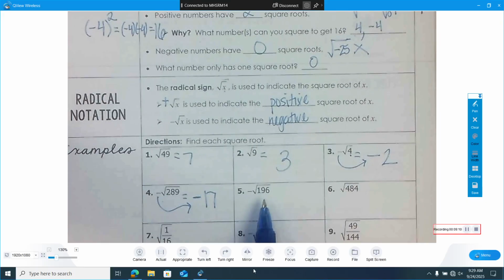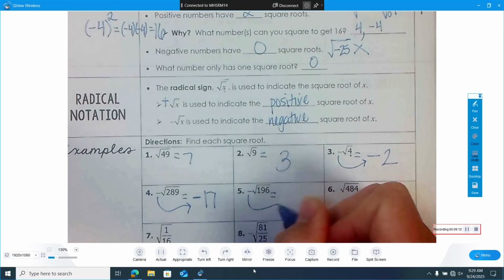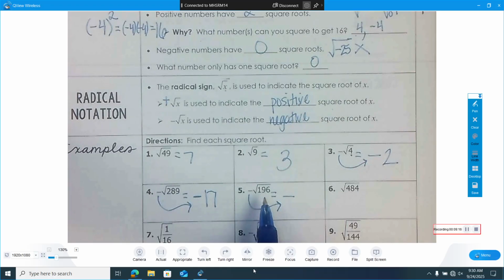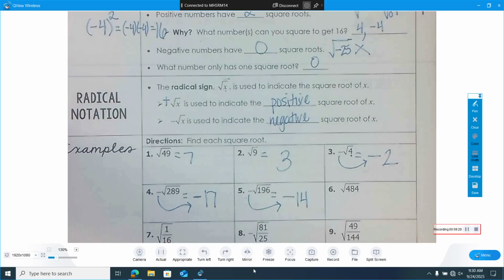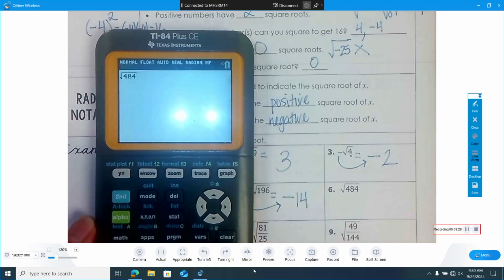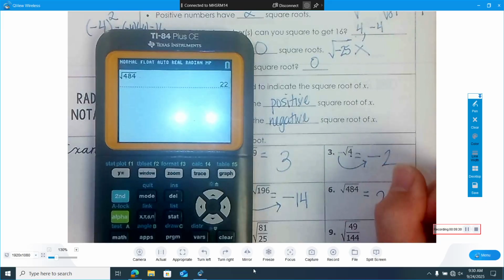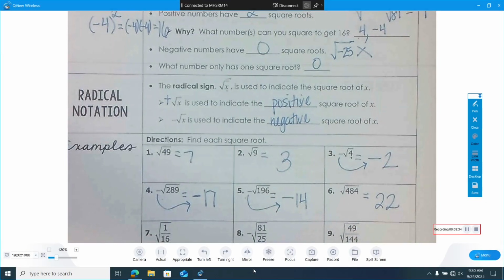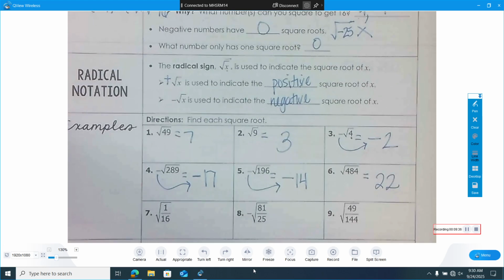Does anyone know this? Again, here, number 5, we have a negative out in front. What's the square root of 196? Yeah, here it's 14 with a negative. Ooh, and I don't know the square root of 484. Let me see. The square root of 484, 22. 22 squared is 484.